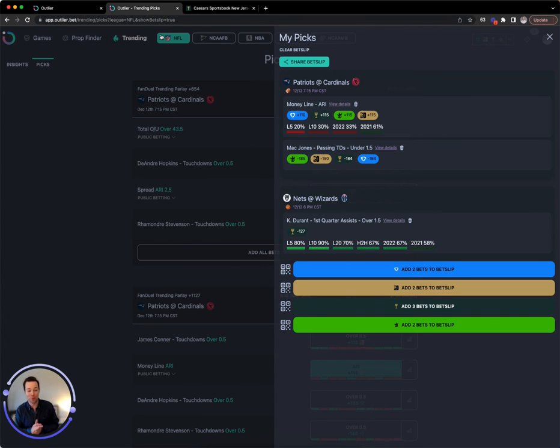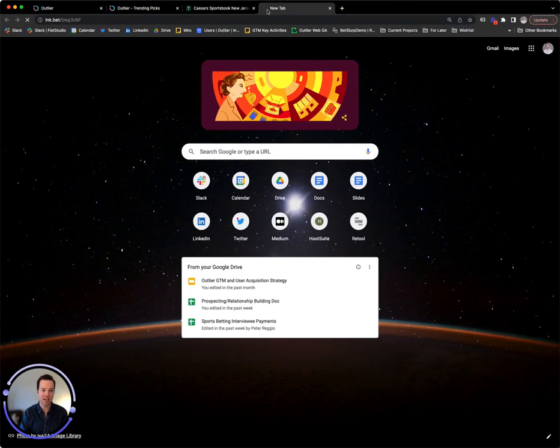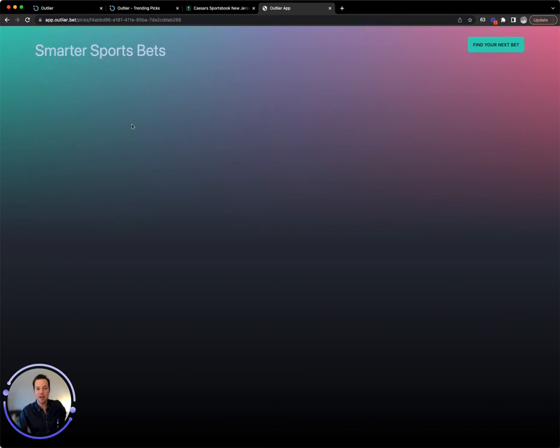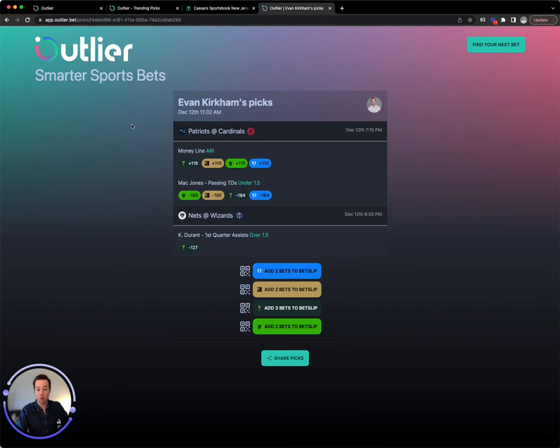Now, let's say you've gotten really comfortable with these bets and you feel like sharing it with your friends or guys on your Discord server or on gambling Twitter or whatever it may be. You can click the share bet slip button, which will give you a unique URL. Copy the URL, open a new tab, paste in the tab, right? And what you're going to see here is what we call our shareable bet slip. Our shareable bet slip is really neat because it shows all three of those picks, and if the recipient of the shareable bet slip link is a subscriber of Outlier, they can see this page and act on your bet slip, Evan Kirkham's picks, and actually place those on their sportsbook of choice. So that's a really neat way to share your bet slip.